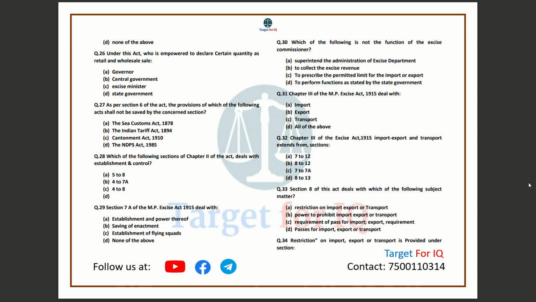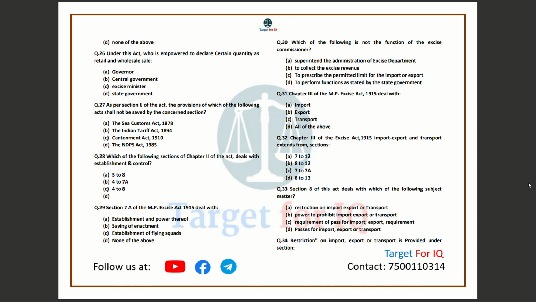Question number 27. As per section 6 of the act, the provisions of which of the following acts shall not be saved by the concerned section? Option A, the Sea Customs Act 1878, option B, the Indian Tariff Act 1894, option C is Cantonment Act 1910, and option D is the NDPS Act 1985. The correct answer to question 27 is option D, that is NDPS Act 1985.